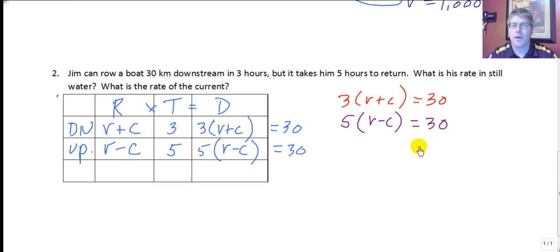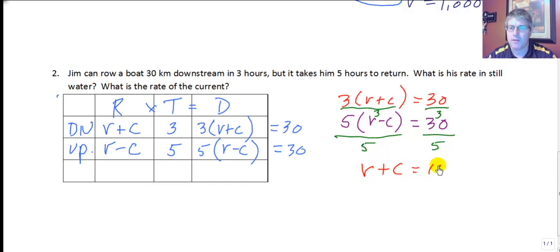And as I did in the previous problem, I'm not going to distribute. I'm going to avoid that temptation. And I'm going to divide by 3. And I'm going to divide by 5. So my downstream equation will just become r plus c equals 10. My upstream equation will become r minus c equals 30 divided by 5 is 6.